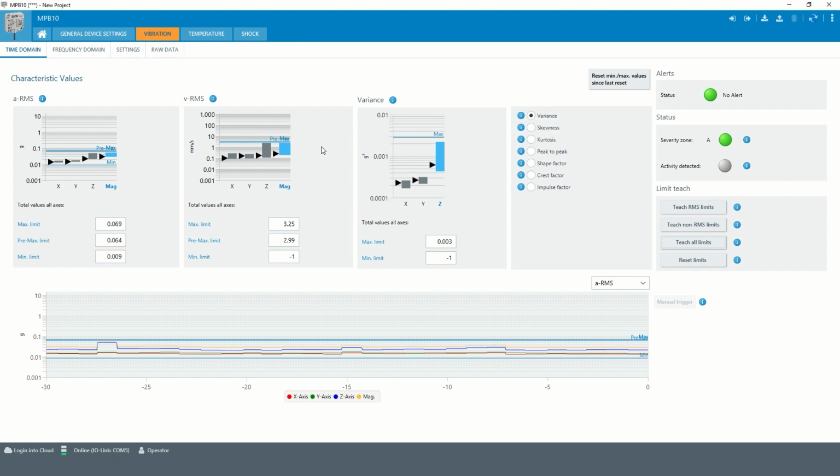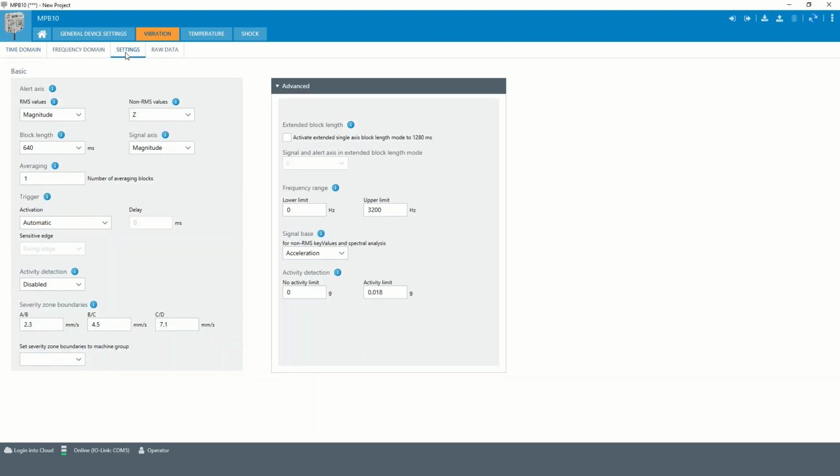For the RMS values, the automatic limits include an additional pre-max limit, which is set at +15% of the current value. Please keep in mind, the limits only apply to the alarm axis, which is marked in bold letters here in SOPAS, and which can be defined in the settings. For the RMS values, and the non-RMS values.